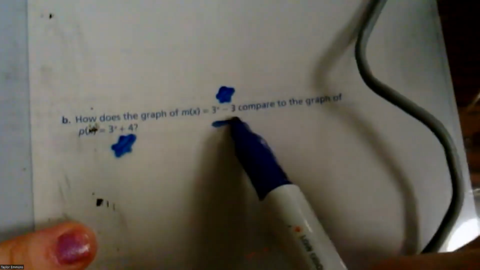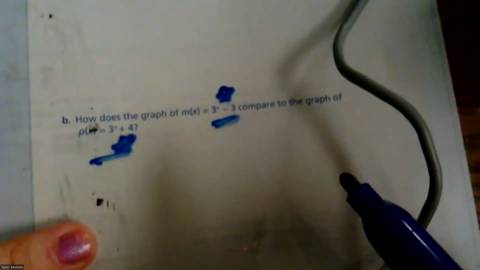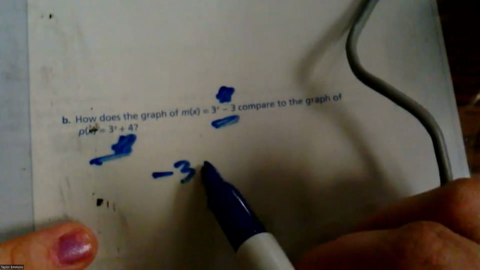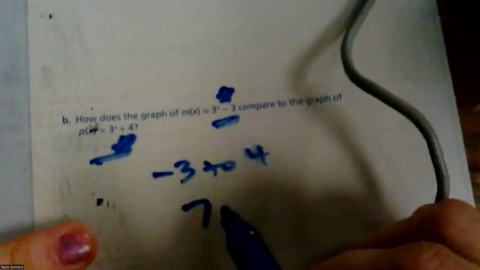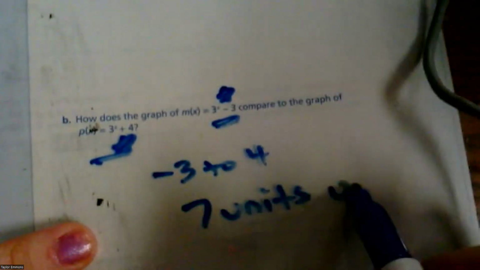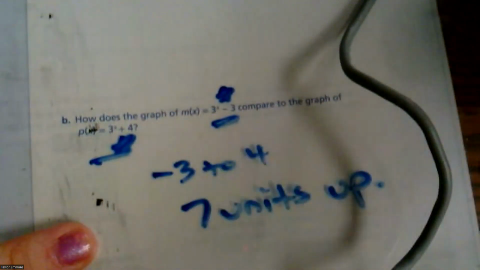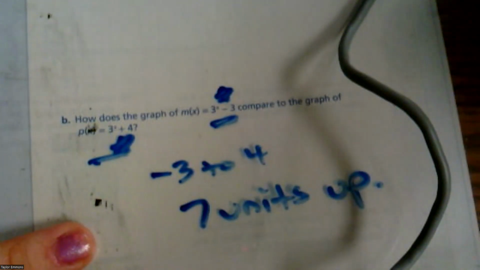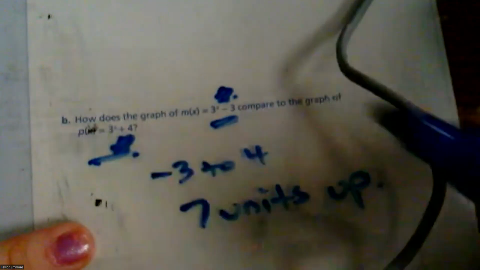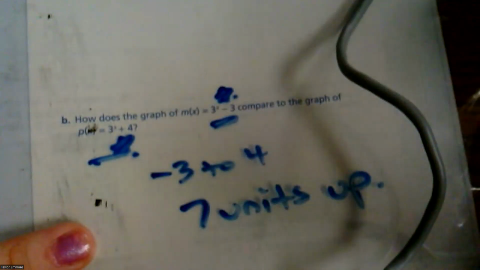We're comparing this function to this function. So we're going from -3 to 4, and that's 7 units up. Does everybody see how I got that one? So it's different from what we've been doing previously. Previously, we've been going, hey, it's up 4. This one, we're comparing from this to this. Okay, cool? Okay. What's wrong?